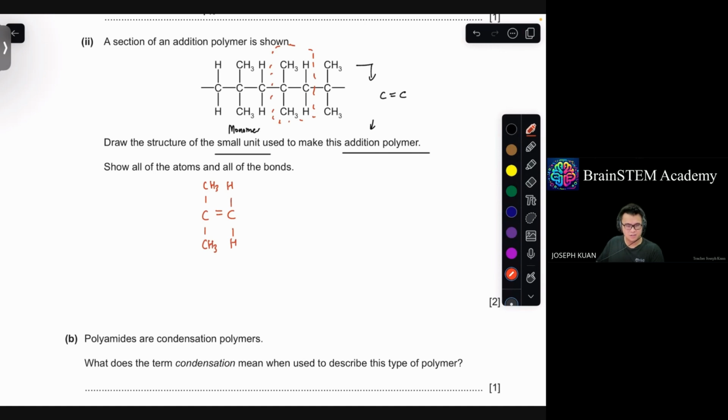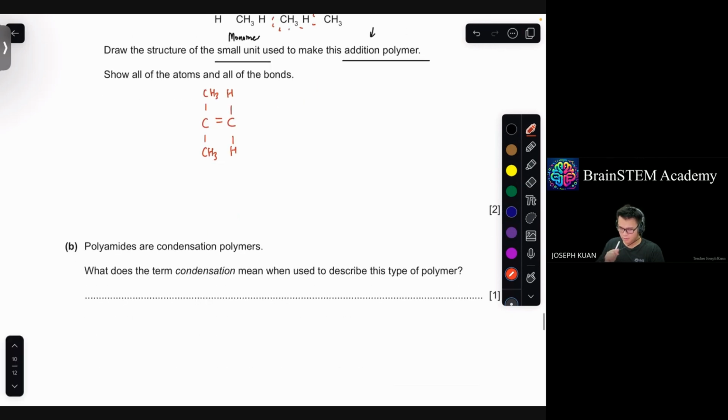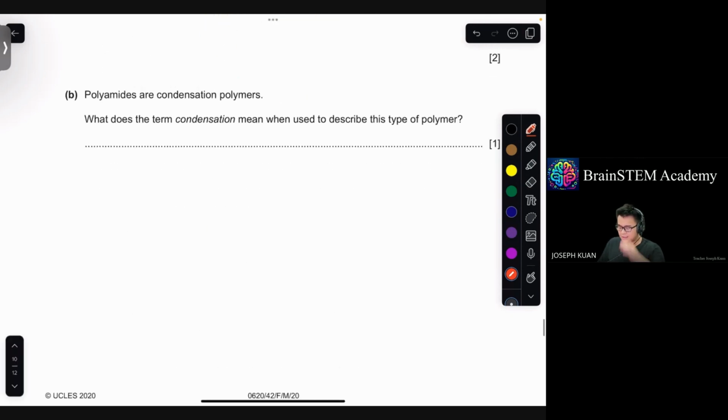Let me check the answers just for a short moment. So yes, the first mark is the double bond. The second mark is the structure. This structure, that's the technical name for it, it's methyl-propene. Okay, so for B, polyamides are condensation polymers. What does the term condensation mean when used to describe this type of polymer? Usually condensation means removal of water when the product is formed.